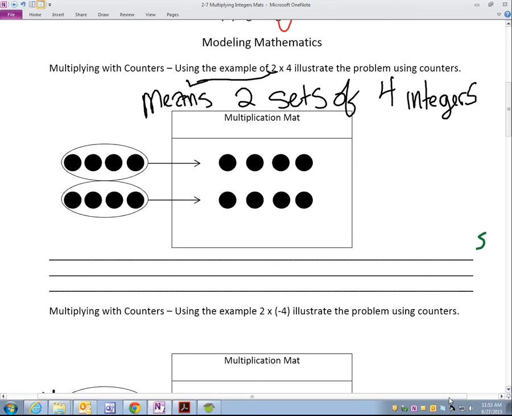We have one group of 4 and another group of 4 being added, and that's going to have 8 positive integers. So that comes out to be 8 integers. Those arrows indicate what movement is happening. It's being introduced to the mat.